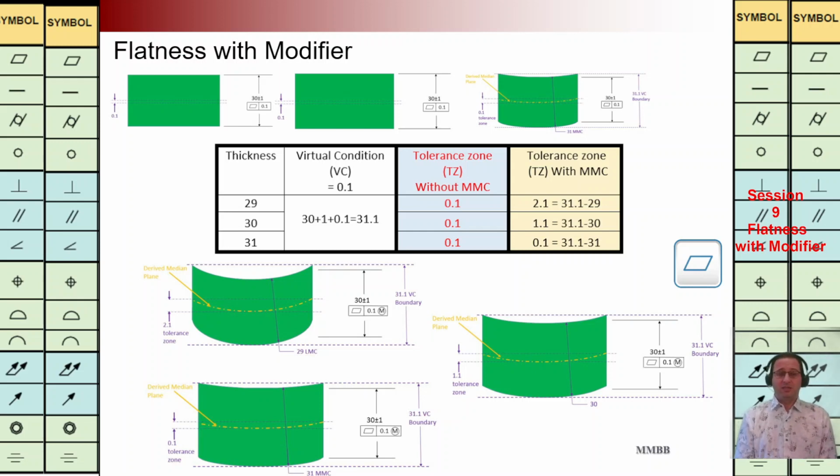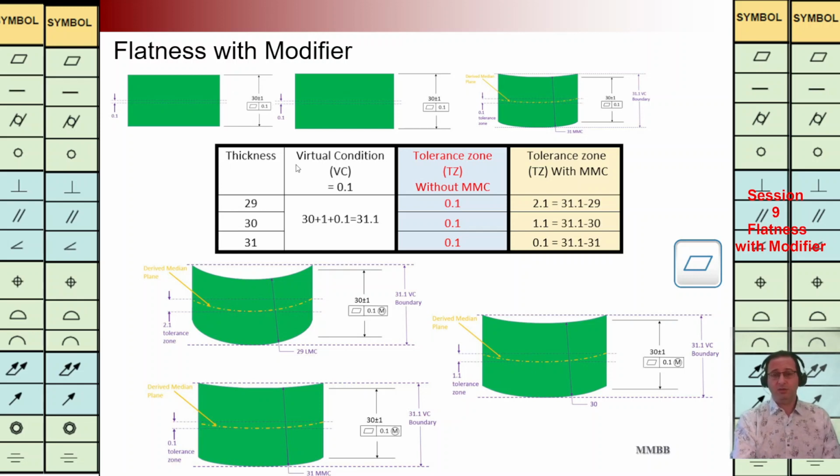Today we're going to talk about flatness with modifier. Let's see this example. The height of this component is going to change between 29 and 31. It is 30 plus minus 1. And we have the value of flatness for mid-plane, it is 0.1.